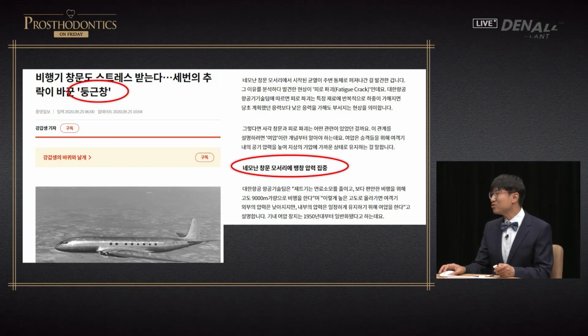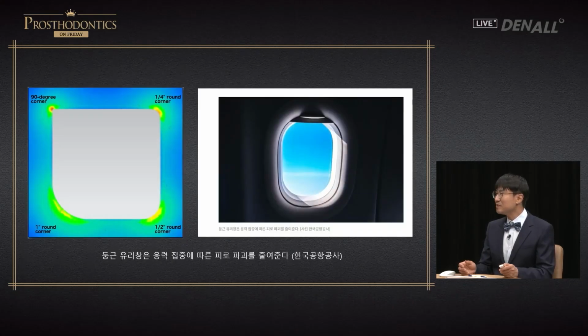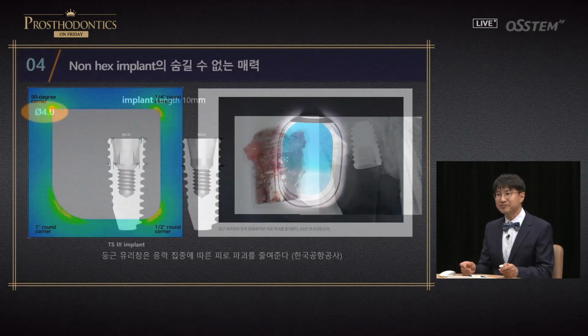That's why Osstem provided non-hex implants. It's the same concept as the glass window of an airplane. In the past, we thought making the window thicker would solve the problem of the window fracturing. However, after 3 plane crashes, we realized that the corner of the windows had a lot to do with the expansion. The shape of the window was changed into a circular shape, and since then, planes were able to avoid fracture issues even without making the windows thicker.